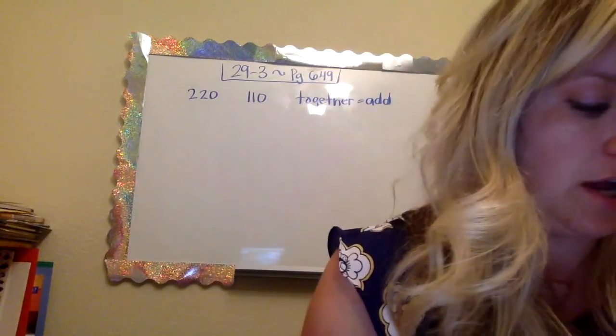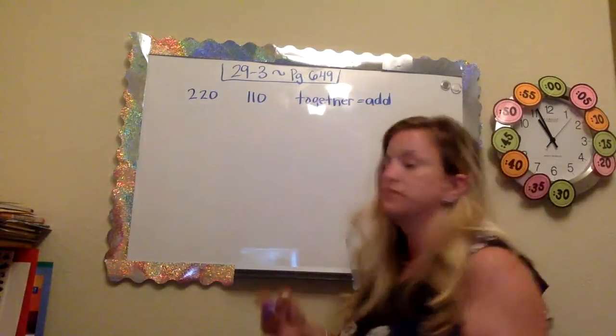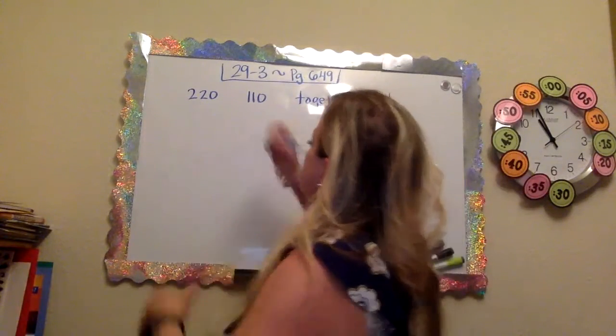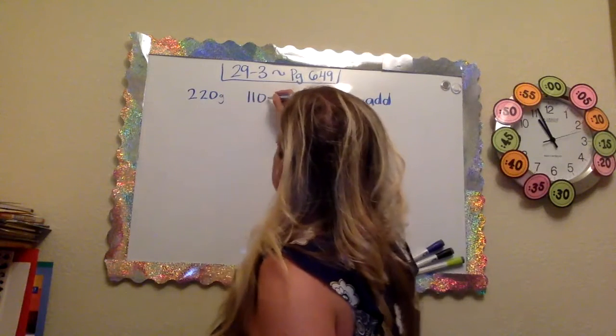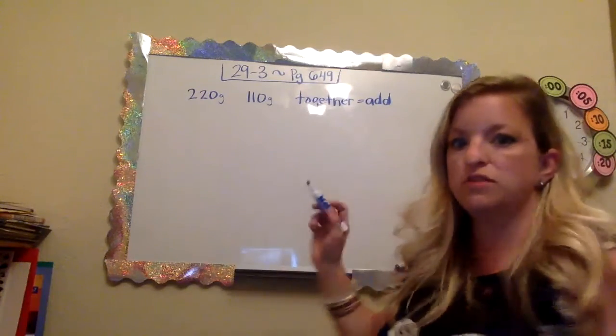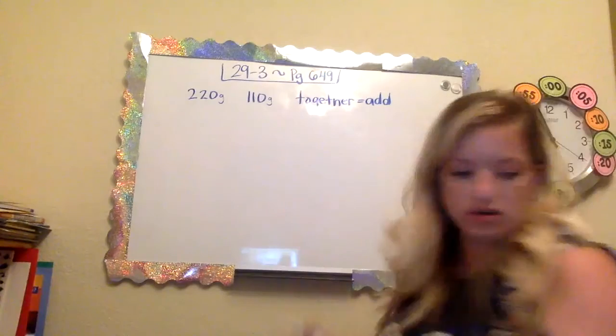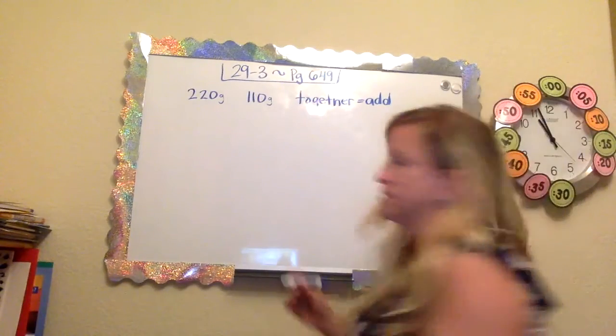Nick has an orange that has a mass of 220 grams and an apple that has a mass of 110 grams. What is the mass of the orange and apple together? As an example, I pulled out what I believe are the most important things: 220, and then I forgot my units, which is grams, 110 grams, together. I know together means add. So I'm going to add those numbers together to find out what is the mass.